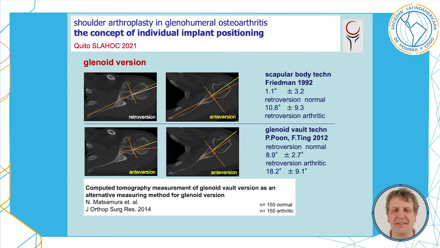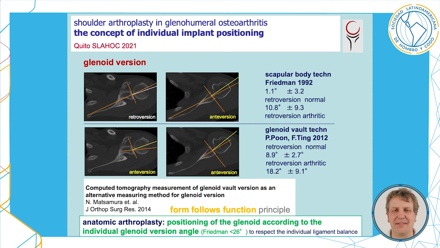With respect to glenoid version, we know there are two different methods of measurement: Friedman's scapular body technique and the glenoid vault technique. Both depend on the level of the plane for the measurement. So you may observe that in the same individual, you may see retroversion at one level and anteversion in the other. On the other hand, again, based on the principle of form follows function, we know that glenoid retroversion in normal shoulders is much less compared to arthritic shoulders. For these reasons, I would suggest to position the glenoid according to the individual glenoid version angle up to 26 degrees to respect the individual ligament balance.